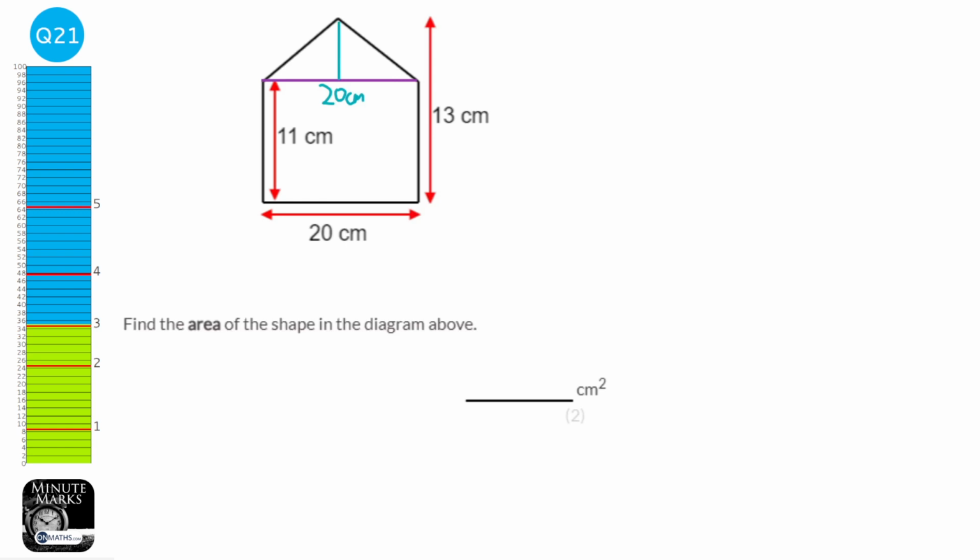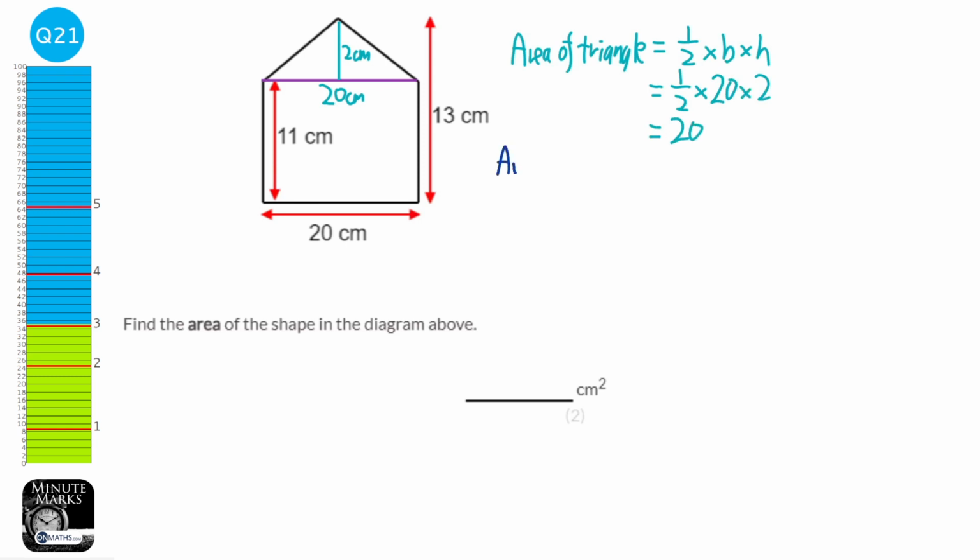And to find that, what we can look at is the fact that the total height of the whole thing is 13, and the height of the bit we don't want is 11. So what's left over? Well, 2 centimeters will be left over, so the height will be 2 centimeters of the triangle. So let's work out the area of the triangle first, which is going to be half times base times height. Half times the base, which is 20, times the height, which is 2, will just give us 20.